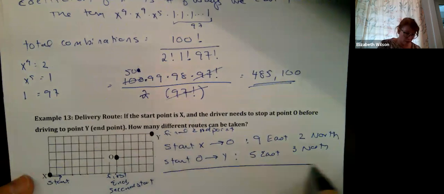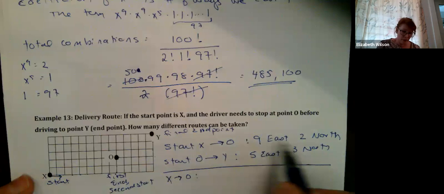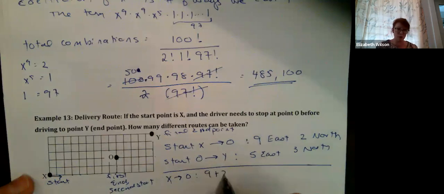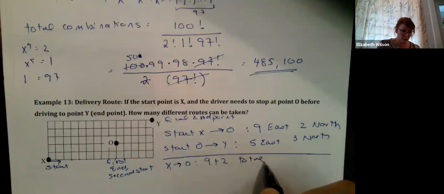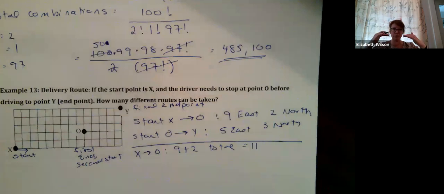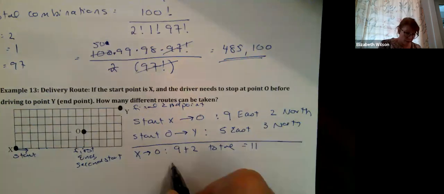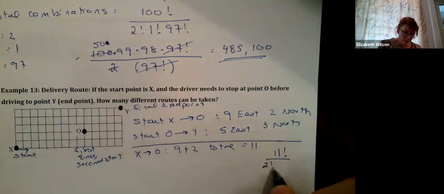So we're going to go X to O. Okay, so when I go X to O, I need to go 9 plus 2 total boxes, right? Total boxes, which is 11. So that gives us our numerator. That tells us how many total boxes I need to move, but I'm going to go 9 factorial times 2 factorial because I've got 9 of the category going east and 2 of the category going north. Okay, so this is going to look like 11 factorial all over 2 factorial times 9 factorial.